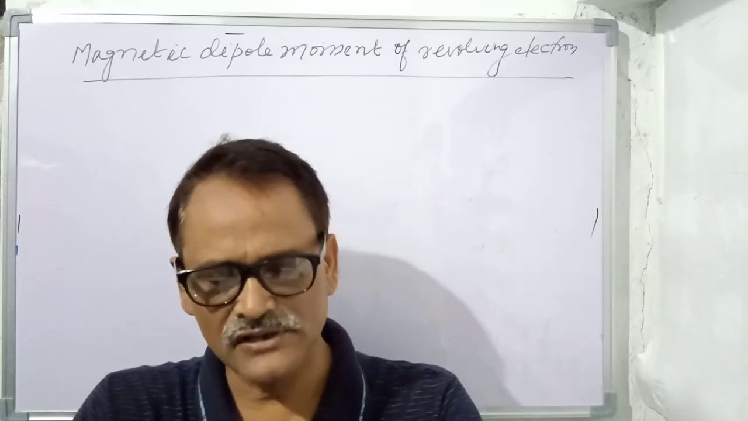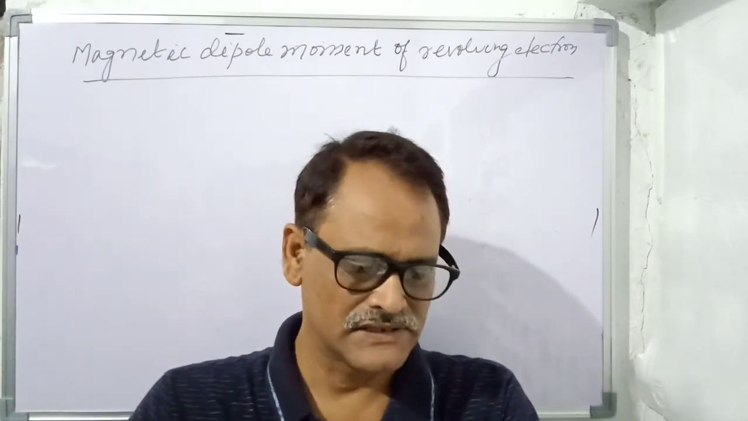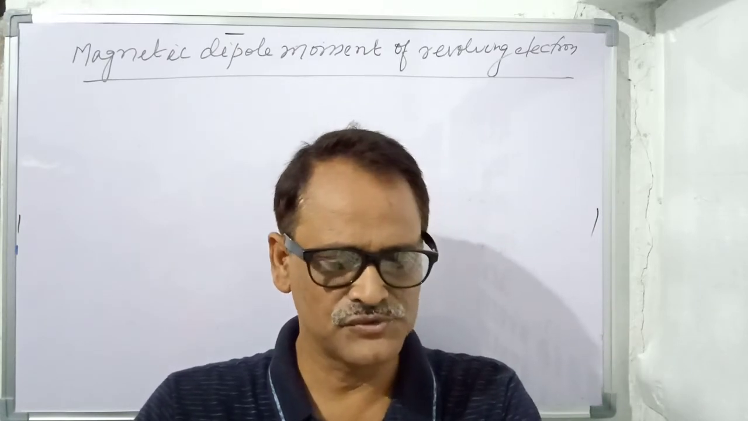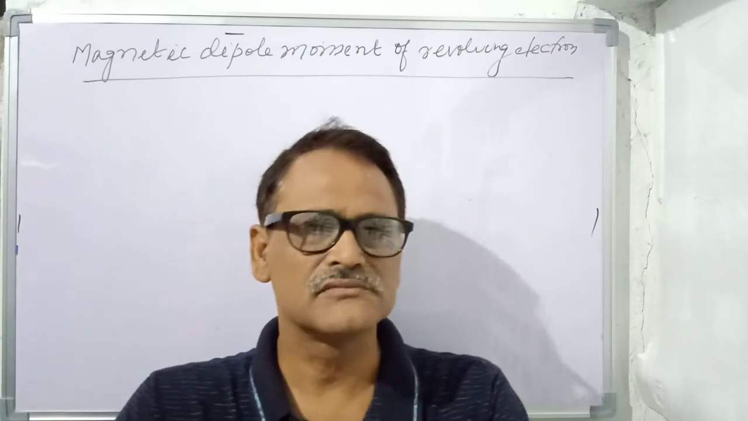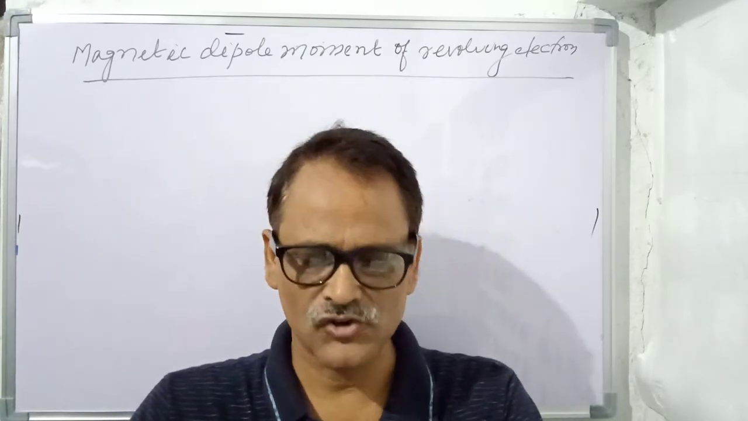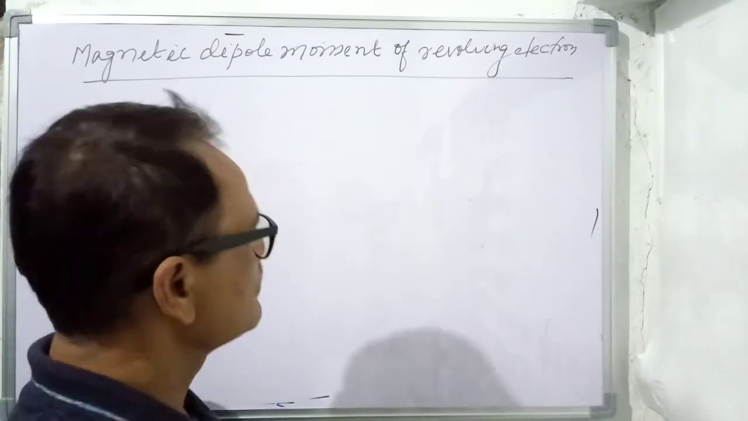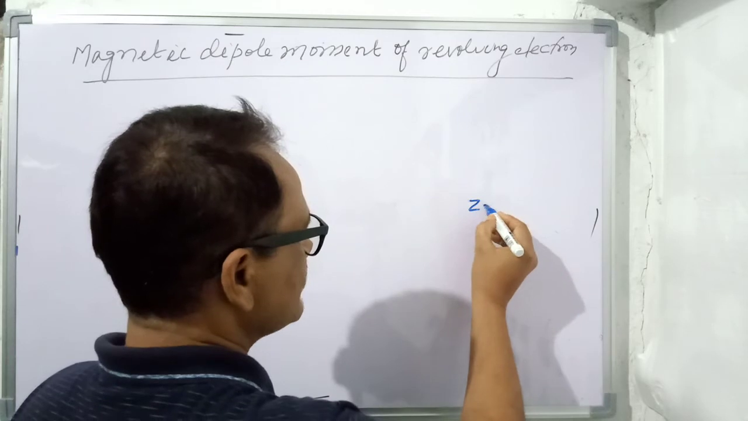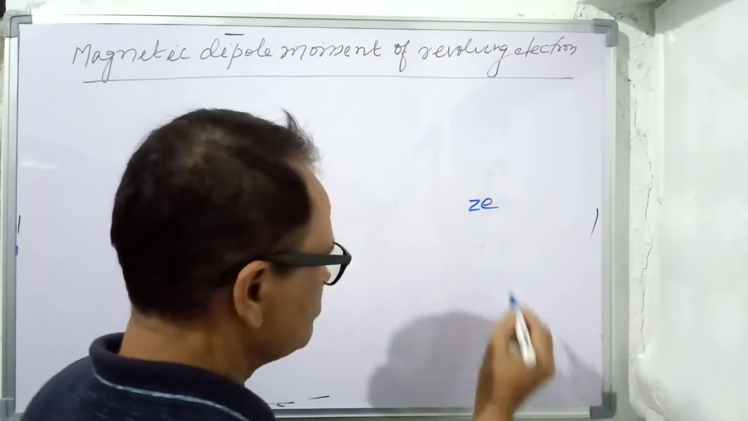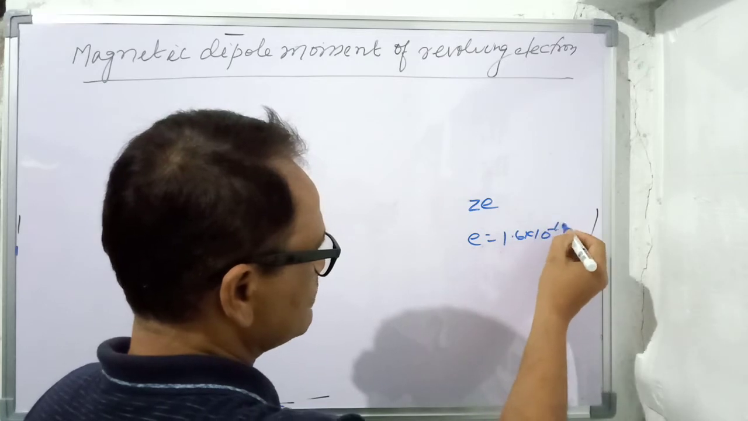And we also know that the electric current is defined by the rate of flow of charge. Suppose an atom having atomic number Z, and then the nucleus containing charge Ze, the value of e is, as you know, 1.6 into 10 to the power minus 19 coulomb.